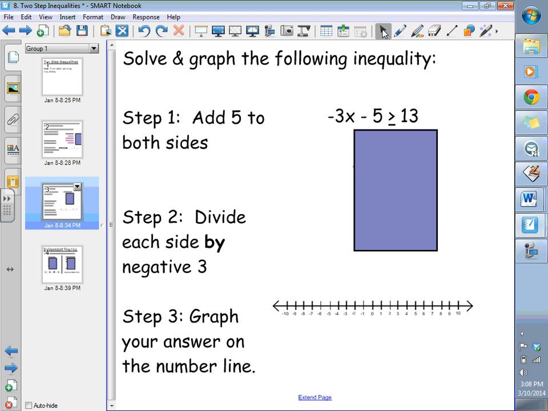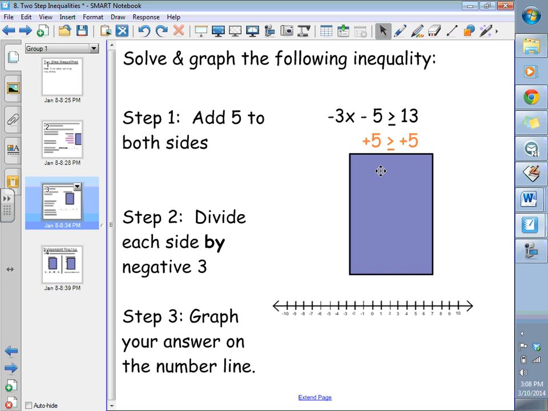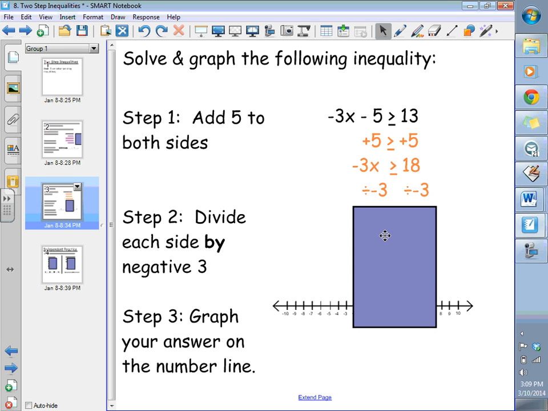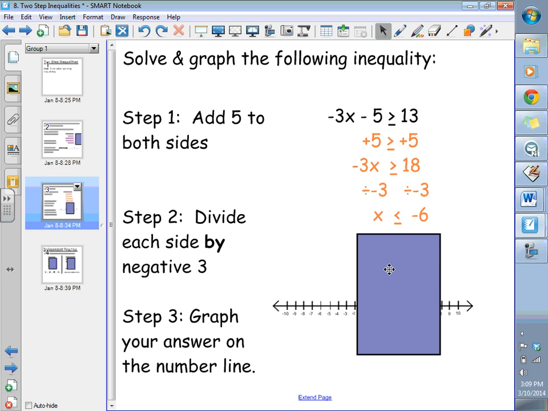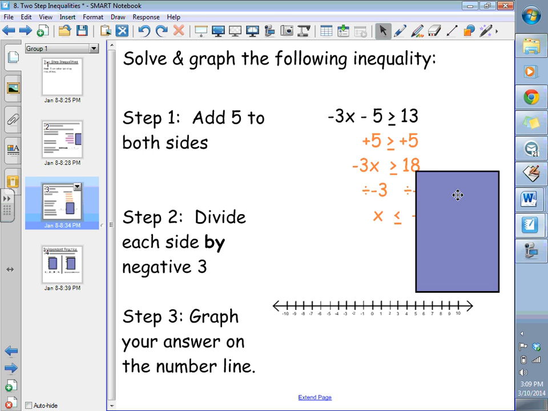Okay, so our inequality is negative 3x minus 5 is greater than or equal to 13. So we're going to add 5 to both sides. And we get negative 3x is greater than or equal to 18. We divide each side by negative 3. So when we divide by negative 3, if you'll recall, our sign has to flip. So we end up with x is less than or equal to negative 6.